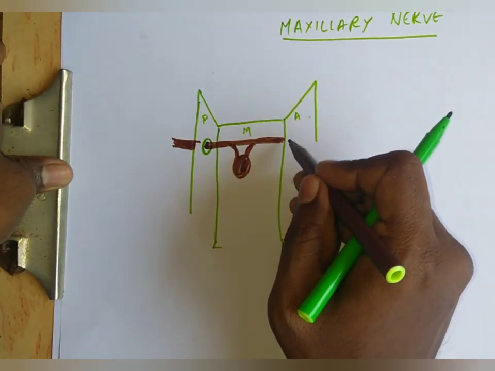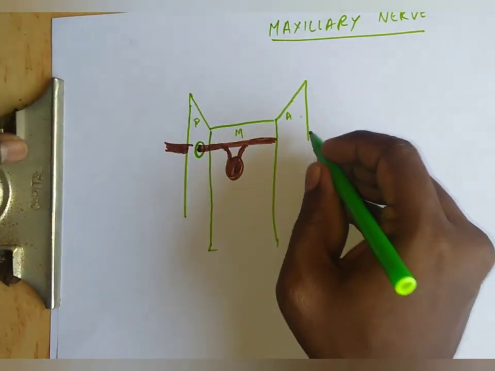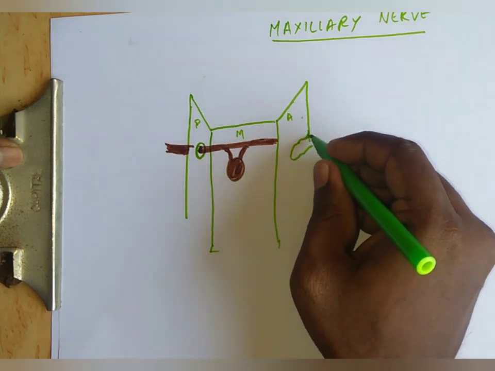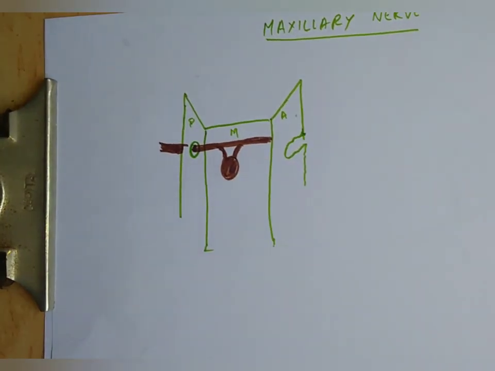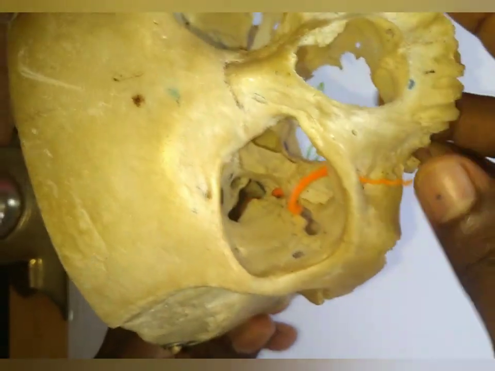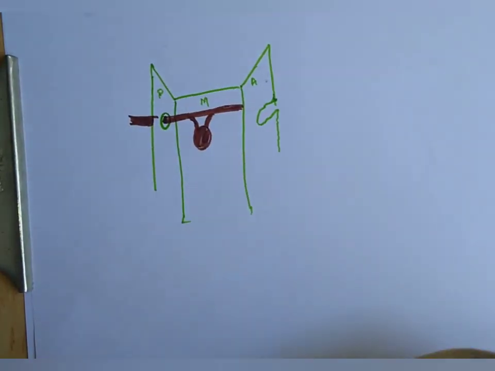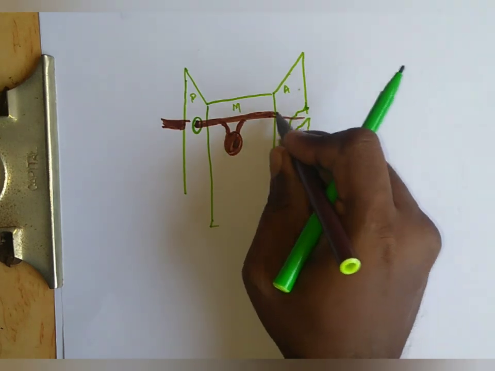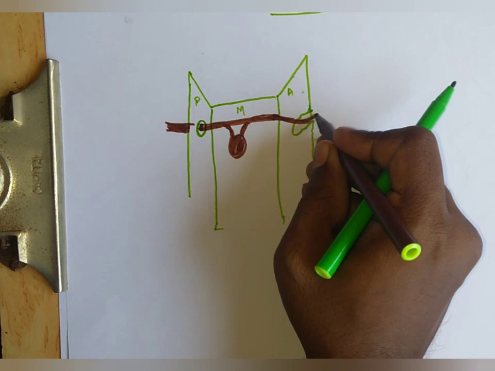Then the nerve continues anteriorly into a fissure. There is a fissure which is seen along the inferior aspect of the orbital wall. You can see this fissure, the infraorbital fissure. Now the nerve reaches the infraorbital fissure and it passes through the infraorbital fissure.